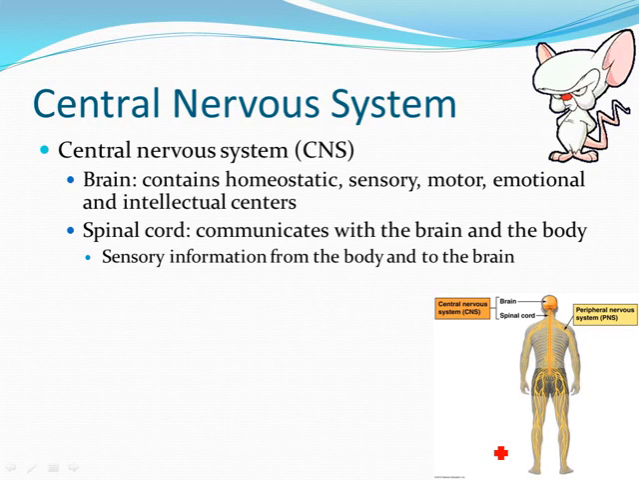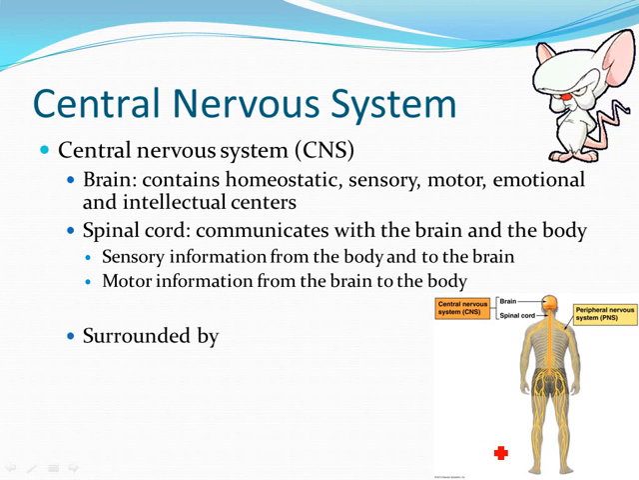So one of the information is sensory information. If it's sensory information, we're having information from our what to our what? Body to our brain. Very good. Motor, on the other hand, when we're actually going to cause some sort of action, is brain to the body. Very good.